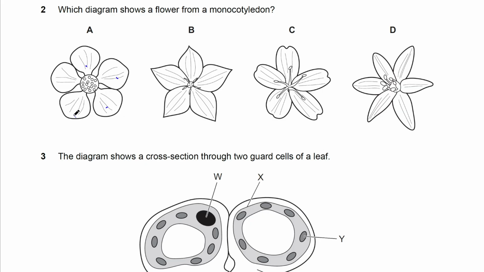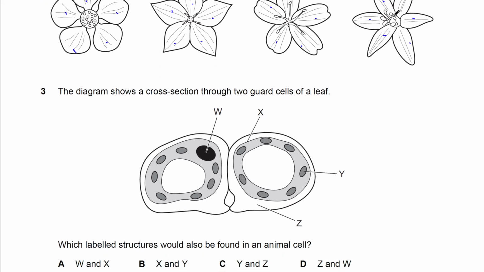A, 1, 2, 3, 4, and 5, this is dicotyledon. B, 1, 2, 3, 4, and 5, also dicotyledon. C, 1, 2, 3, 4, and 5, again dicotyledon. D, 1, 2, 3, 4, 5, and 6. Very simple and easy and direct question. So it's D. So question number 2, answer is D.